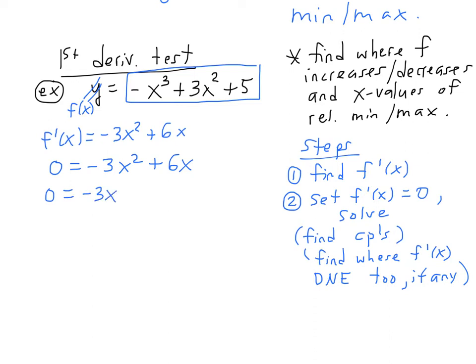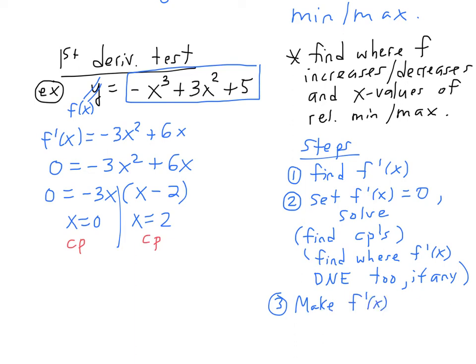So pull out a GCF of negative 3x. Alright, set each factor equal to 0. And solve, we get 0 and 2. Okay, these are critical points. Okay, or I'll just say CP. Okay, it's a critical point. Alright, so from there, recall from last year, we made a sign diagram. So make f prime of x sign diagram is our third step.